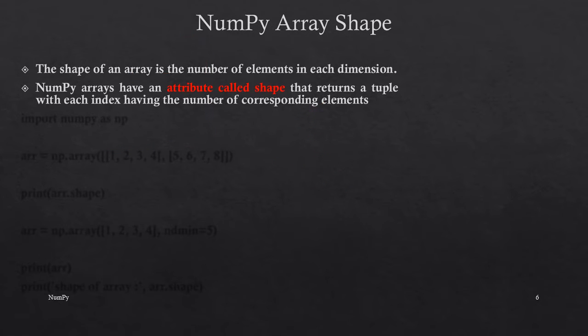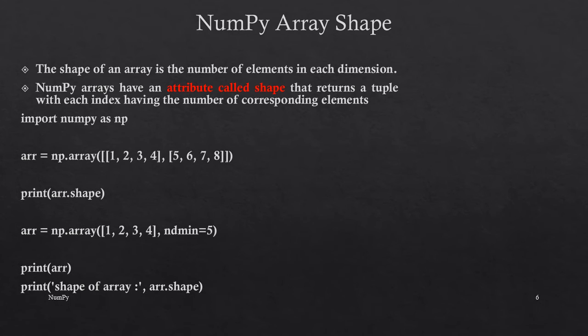We'll see an attribute of numpy arrays, the shape attribute. So what is the shape of an array? The shape of an array is nothing but the number of elements in each dimension of the array. Numpy arrays have a special attribute called shape, and this attribute returns a tuple with each index having the number of corresponding elements. We will see this with a simple example.